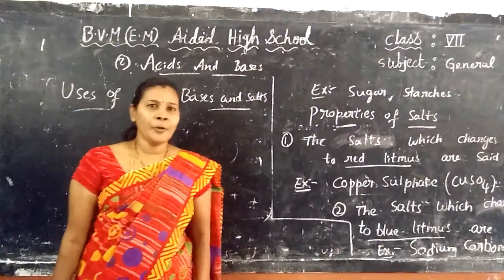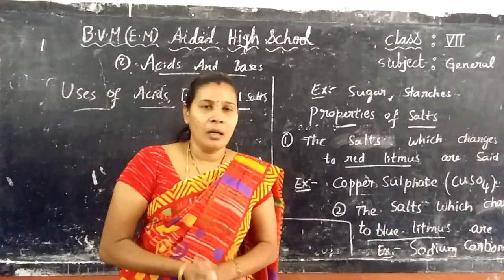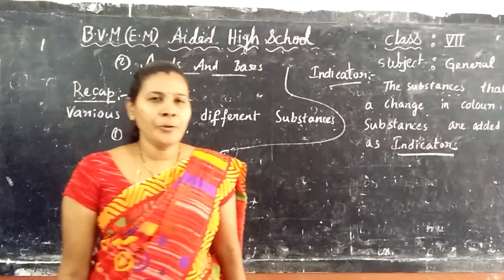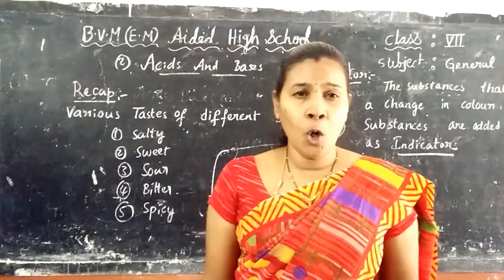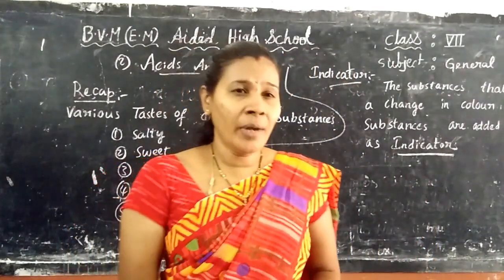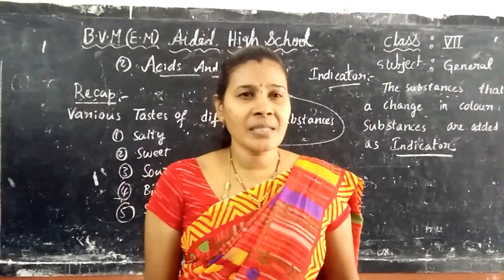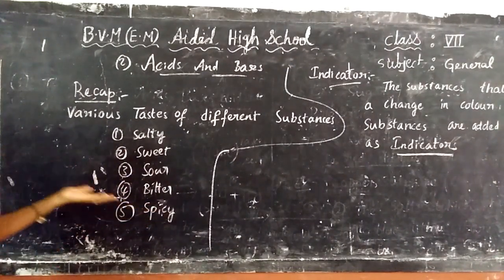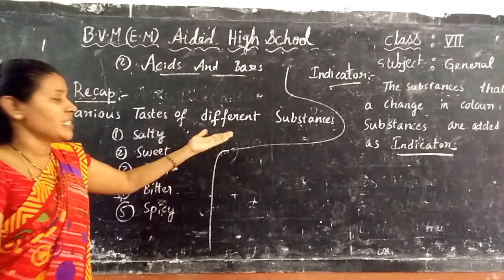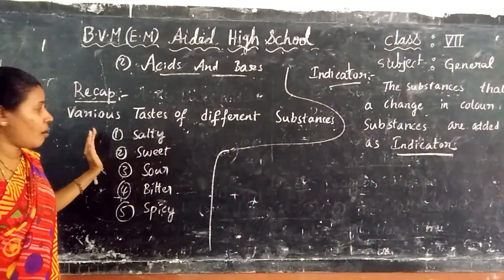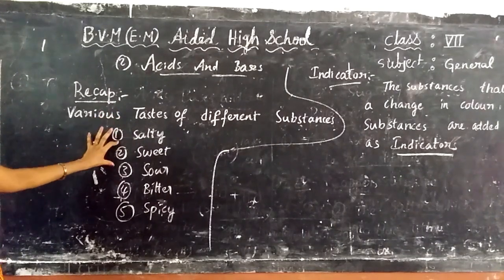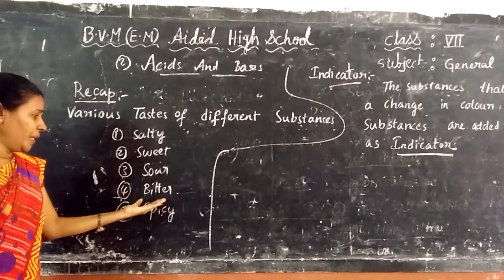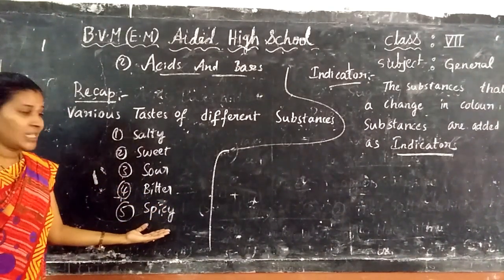So up to now, we have discussed acids and bases. Up to now, you have listened to the lesson, and I hope you understood it. From this lesson, we will select some important points and recap the lesson once again. See here, at the start we discussed the various tastes of different substances. Some substances are salty, some are sweet, some are sour, some are bitter, and the fifth type of taste is spicy.